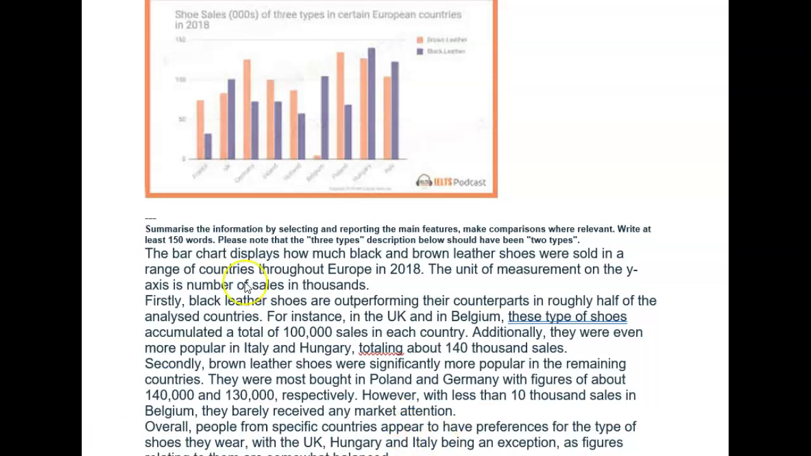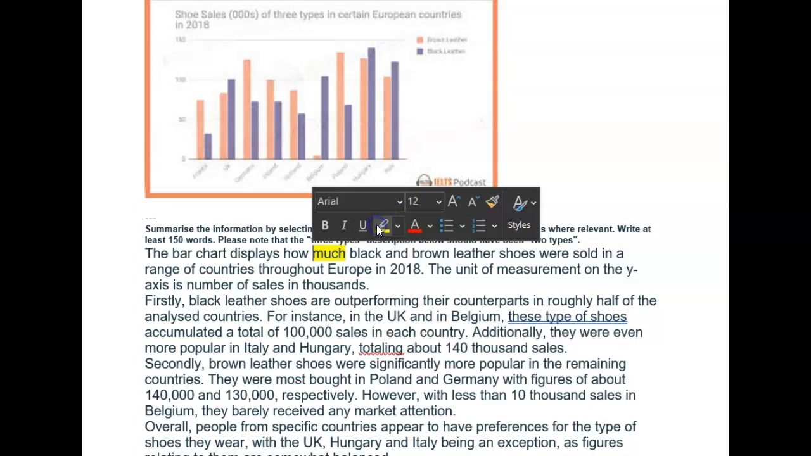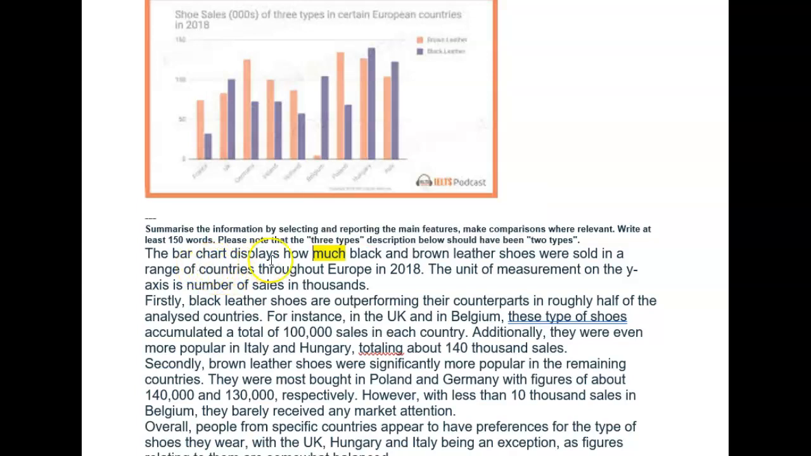Well done, you. Okay, so this is a bar chart, task one. Yep. The bar chart, excellent. Displays how many, not how much, how many brown and black leather shoes were sold, very nice, in a range of countries throughout Europe in 2018. Nice passive verb in there, well done. The unit measurement on the y-axis is number of sales in thousands. Okay, good. Well done, that's fine.